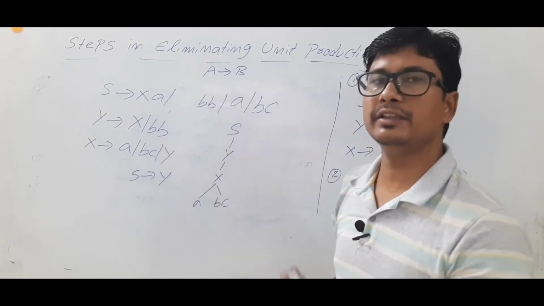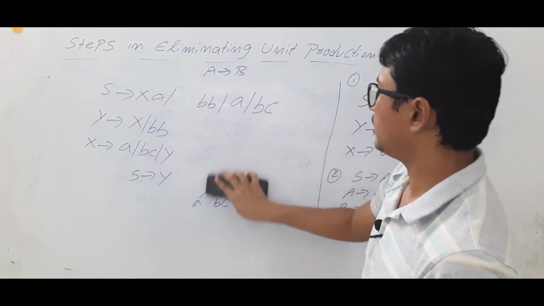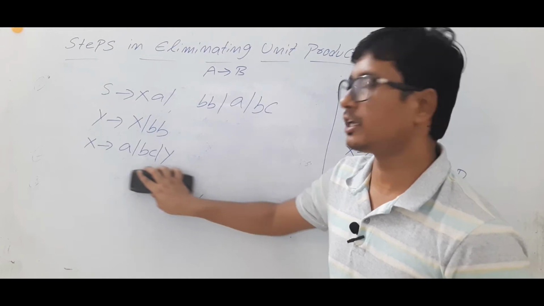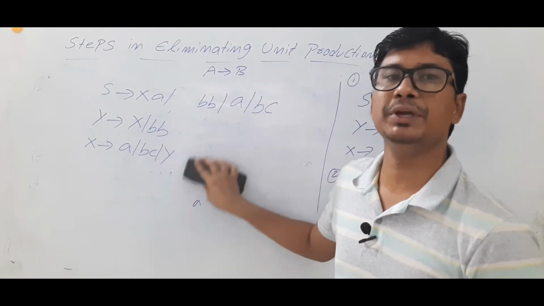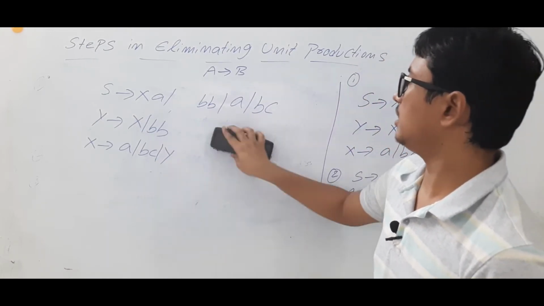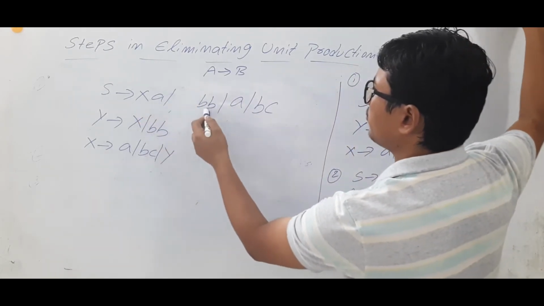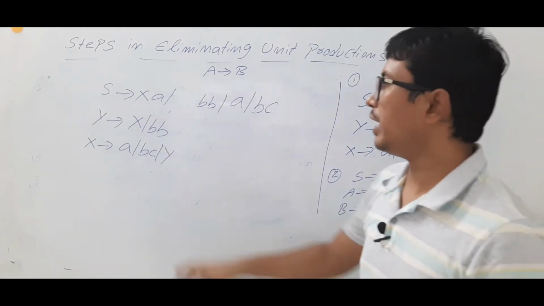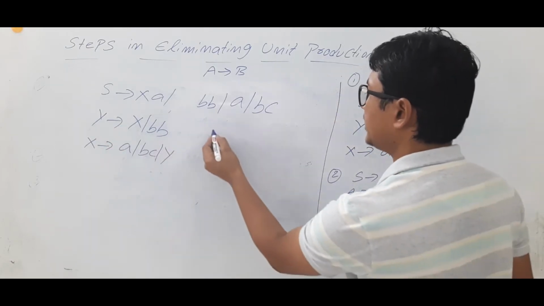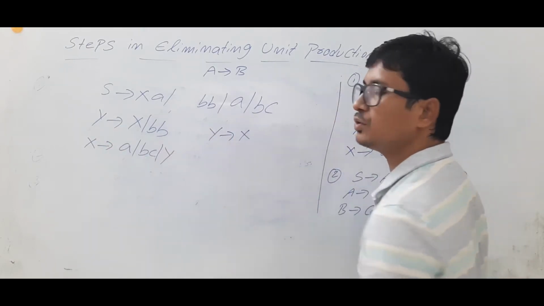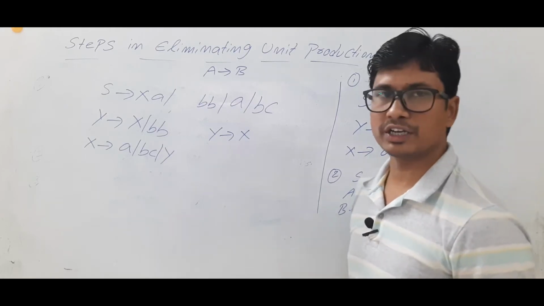Am I right? Delete the production A determines B. When you have added A determines X, whenever B determines X is there. Is it clear? You have for XA, BB, YA. Now I want to remove the next one. Y determines X production. This is another unit production in the given context free grammar.